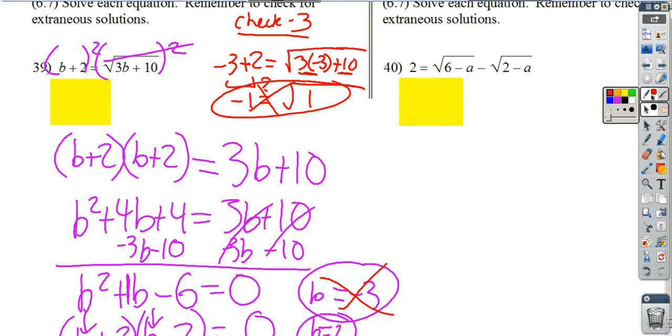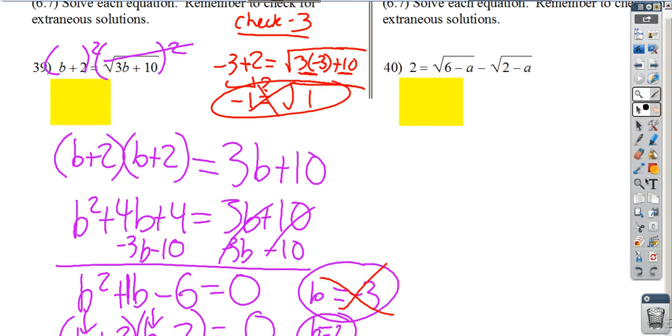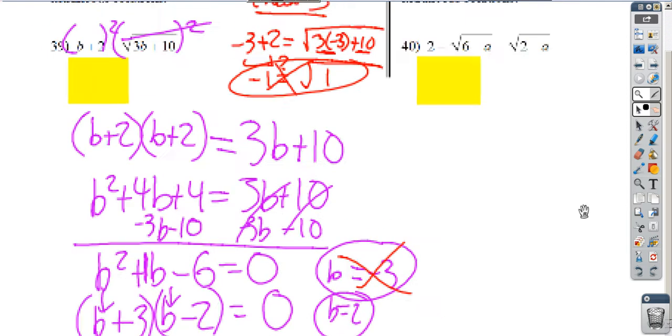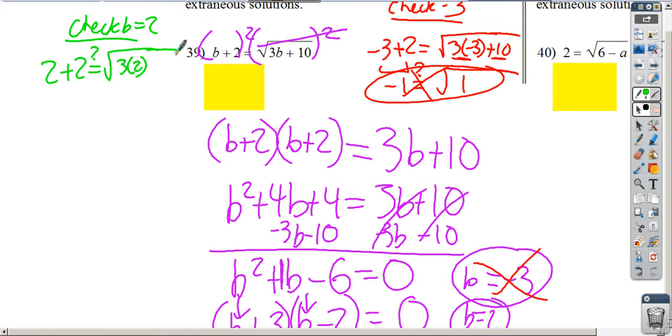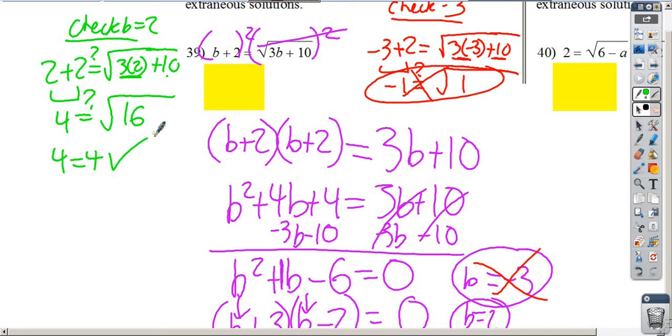It's impossible from time to time for both to be extraneous, so let's check this other one. Let's check 2 right here. We'll check b equals 2, so b plus 2 would be 2 plus 2 equals the square root of 3 times b. Again, the b that we're checking is 2, so this equals 4. Does that equal this? 3 times 2 is 6, plus 10 is 16, and the square root of 16 does equal 4. So that one checks. The only solution that's working there is 2.